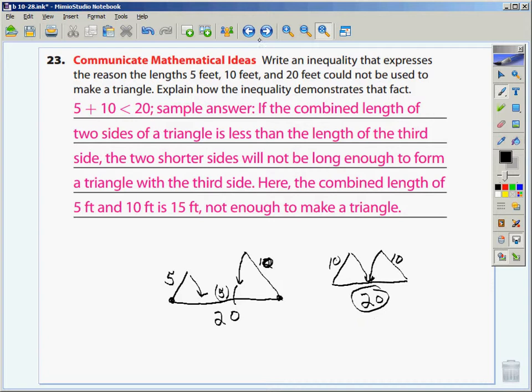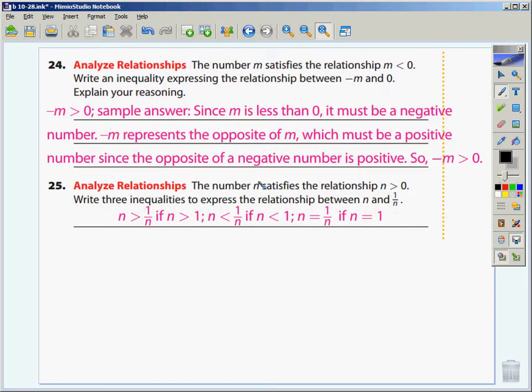Okay? 24 and 25, to me, the two trickiest ones. 24 was a little easier than 25. A lot of words written up there. You certainly don't need to write it all down.